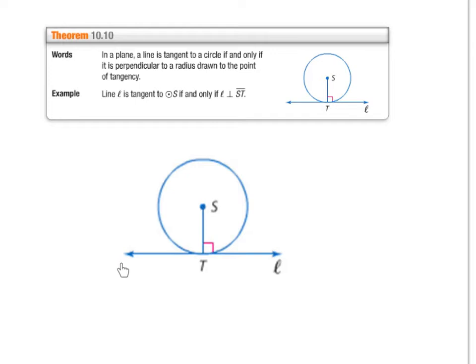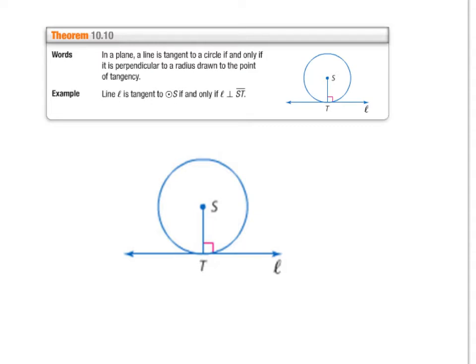So a tangent line to a circle is a line that touches the circle at just one point, here at point T. Which means now if this is a tangent line at point T, then a radius drawn to that point of tangency is a right angle. And also, if I draw a radius to a line that makes a right angle, therefore now where it hits this tangent line must be the point of tangency. So if ST is drawn perpendicular to line L, which is a tangent line, this point T must be a point of tangency.